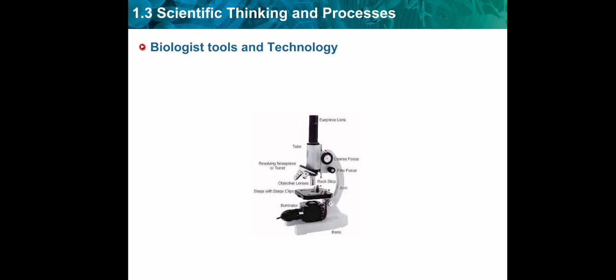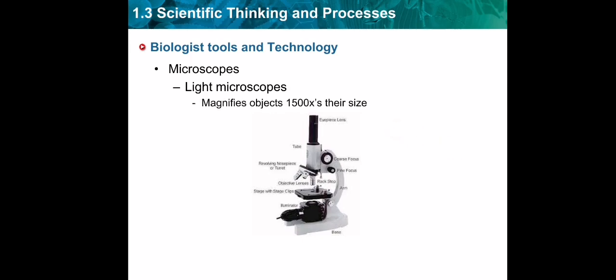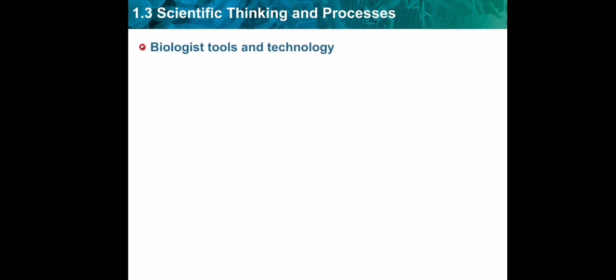So, what are the biologist's tools and technology? Microscopes are the most important tool for biologists. What are the types of microscope? Microscopes have two main types: the light microscope and the electron microscope. The light microscope magnifies objects to more than 1,500 times their size.